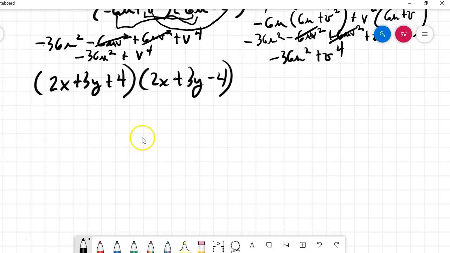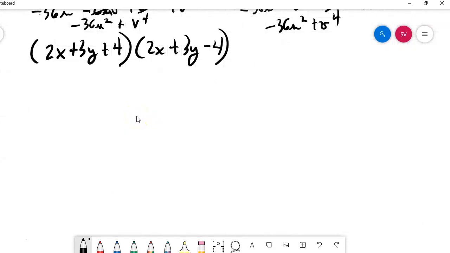So now here's our last example. This is an example where the FOIL method doesn't work because I have a trinomial times a trinomial. The FOIL method only works for multiplying two binomials. So we have to dissect whatever our first set of parentheses are and individually multiply them to the second set of parentheses. So I'm going to dissect the 2x, the 3y, and the plus 4, and individually multiply them to the 2x plus 3y minus 4.